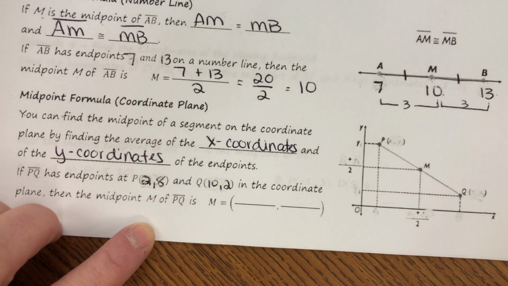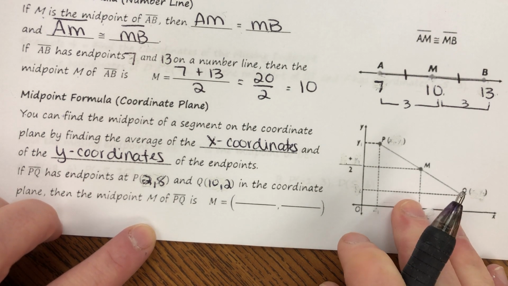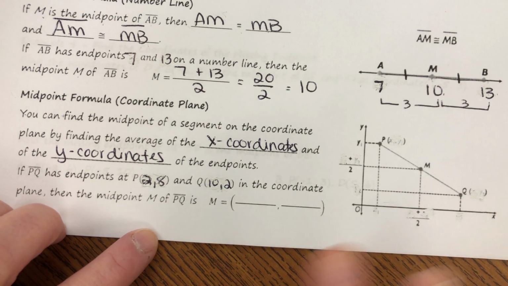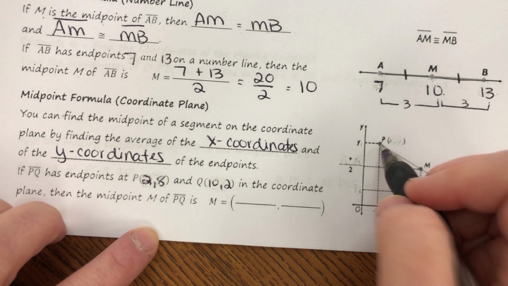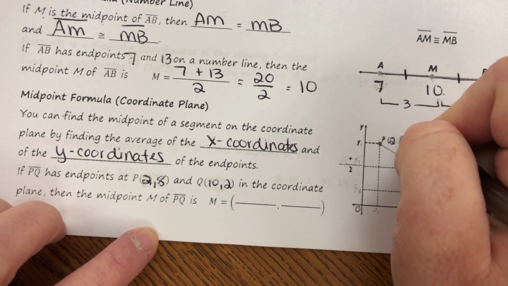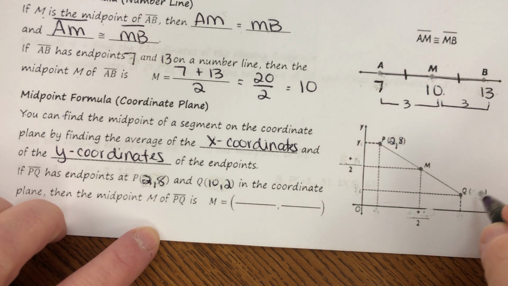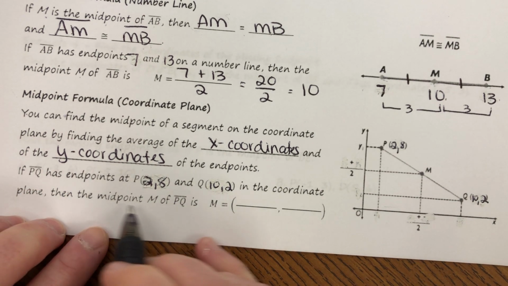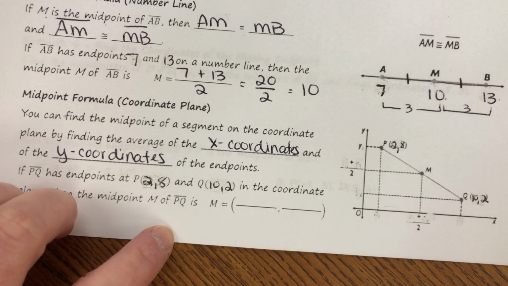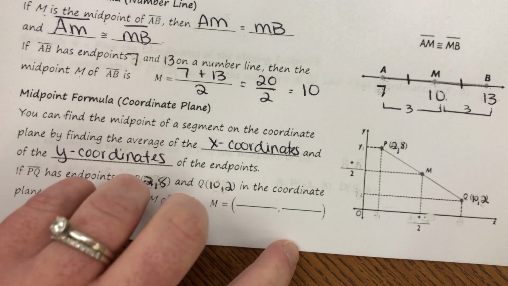I think it works better to give actual numbers instead of just saying x1, y1, x2, y2, because that gets confusing. Like, we're not talking about theory. We're like saying, okay, if we actually had numbers, what do we do with them? So this point P right here is at 2, 8, and this point Q is at 10, 2. Then the midpoint of PQ is what? So how do I figure that out, right?